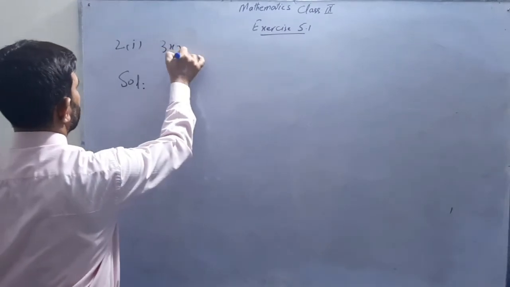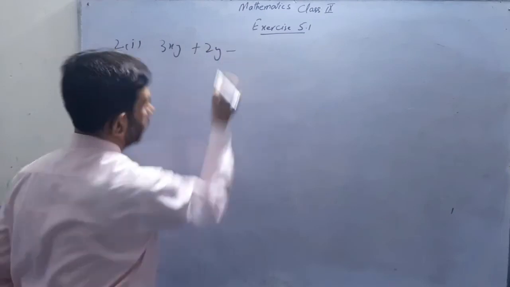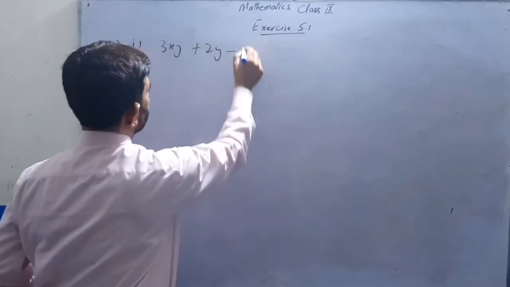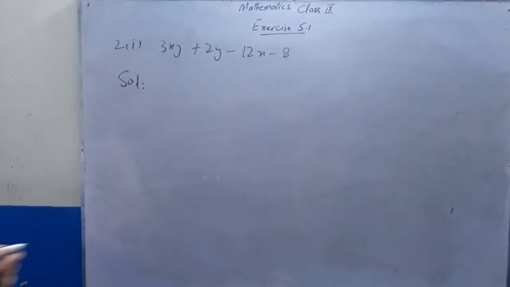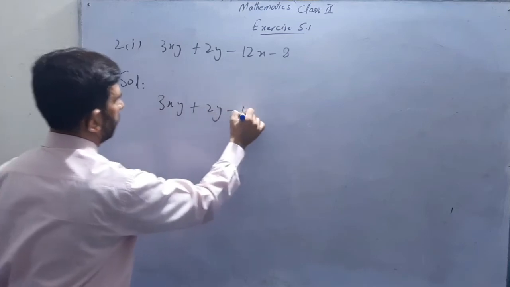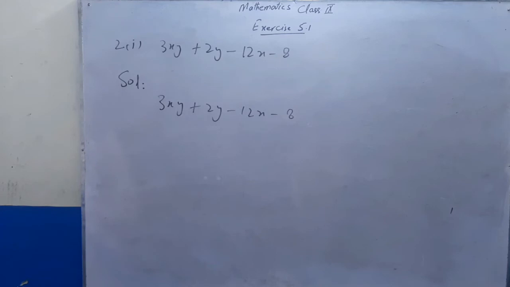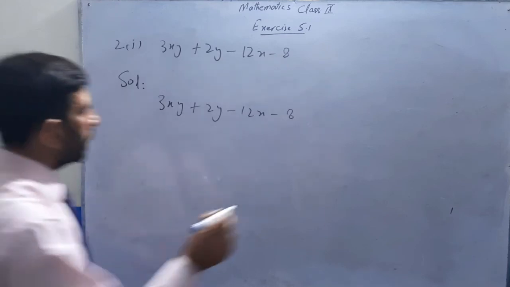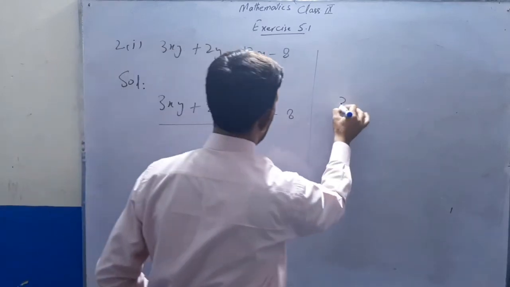Second part, question number 2, second part: 3xy plus 2y minus 12x minus 8. In this part there are four terms. After writing the solution, the question is written the same. Now no number is common in all four terms, so take common from the first two terms. Break down these two terms.